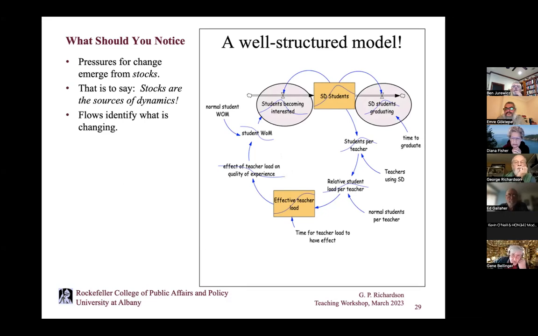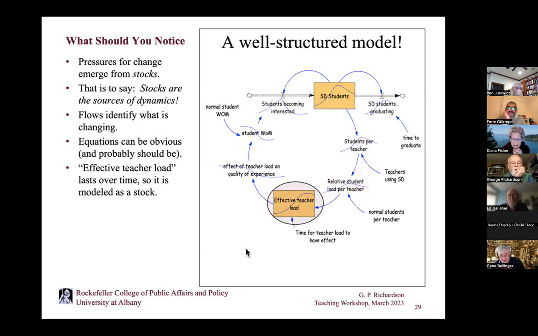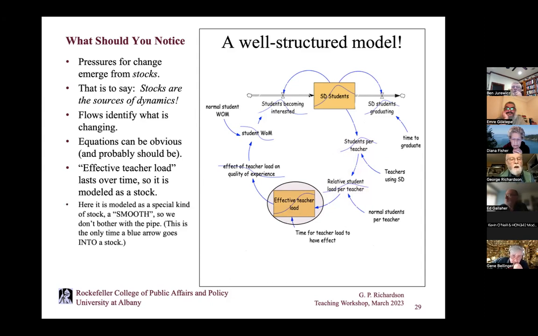Flows identify what's changing. And I think equations can be obvious and maybe should be. For example, I bet most of you can tell me that students per teacher is students divided by teachers. And I told you what this normal value was, just because, instead of it being 45, I liked it to be around 1. And effective teacher load lags over time, so I model it as a stock. It's a funny kind of stock. Here it's modeled as a smooth, so we don't bother showing the pipe because nothing's really flowing into it. This is the only time a blue arrow goes into a stock.